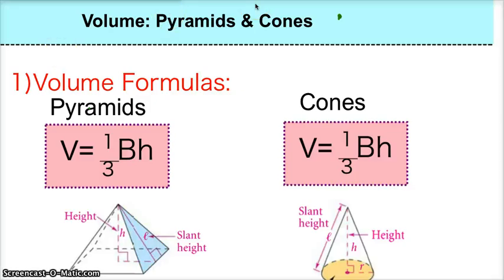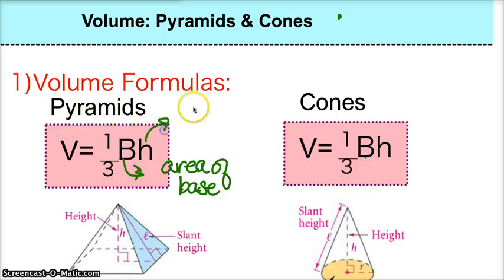The purpose of this lesson is to demonstrate how to find the volume of pyramids and cones. The definitions are down below. They are 1/3 capital B H, where the capital B is the area of the base, and the height is the height of the solid.